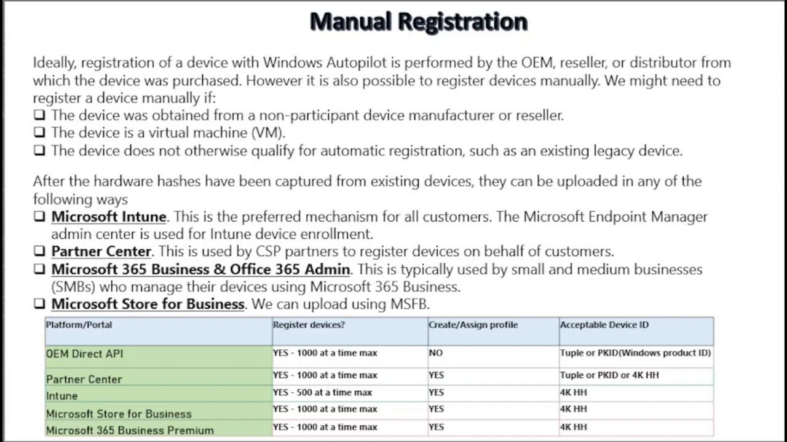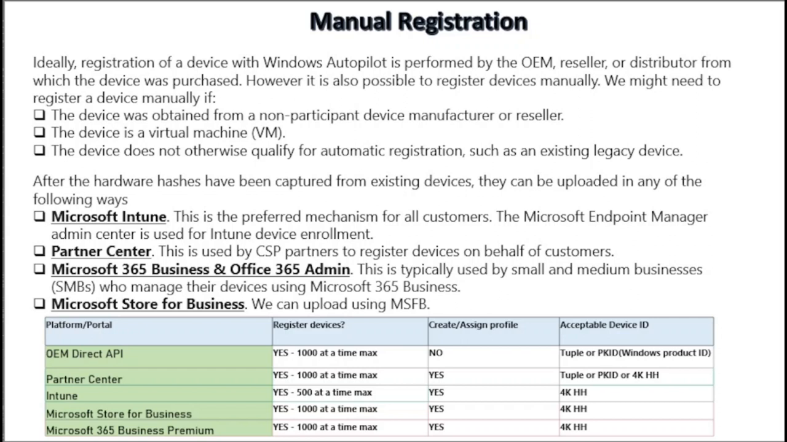Ideally, registration of a device with Windows Autopilot is performed by the OEMs, resellers, or distributor from which the device was purchased. However, it is also possible to register a device manually. We might need to register a device manually if the device was obtained from a non-participant device manufacturer or reseller, the device is a virtual machine, or the device does not otherwise qualify for automatic registration, such as an existing legacy device.